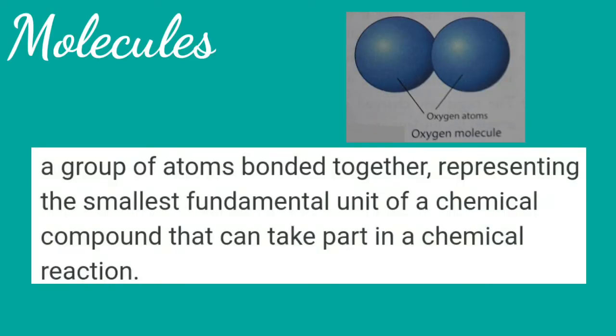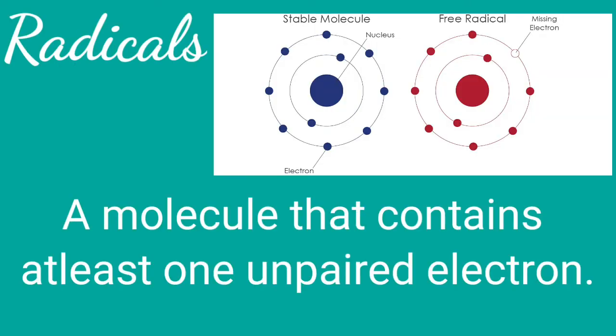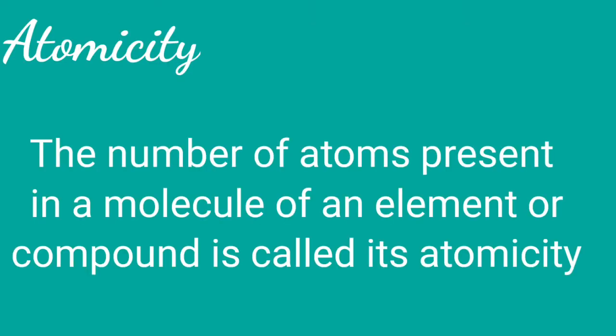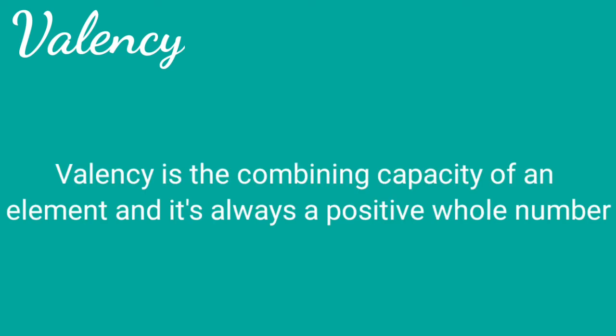Molecules. A group of atoms bonded together, representing the smallest fundamental unit of a chemical compound that can take part in a chemical reaction. Radicals. Molecule that contains at least one unpaired electron. Atomicity. The number of atoms present in a molecule of an element or compound is called its atomicity. Valency. Valency is the combining capacity of an element and it's always a positive whole number.